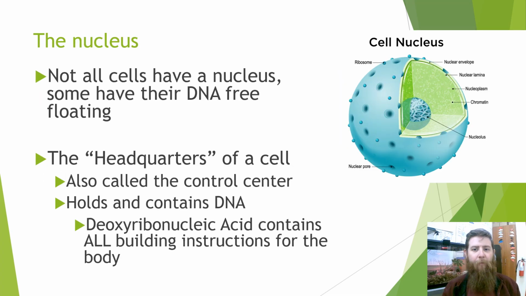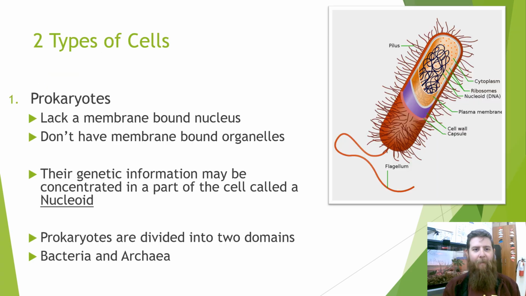The nucleus. Not all cells have a nucleus. Some of them, like bacteria, have their DNA free floating, but all plants should have nucleuses. And it's the headquarters of a cell. We also call it the control center. It holds and contains all the DNA that a cell uses. This deoxyribonucleic acid contains all building instructions for the body of a plant, the body of a human, the body of a dog, the body of a cat, the body of a fish, etc.